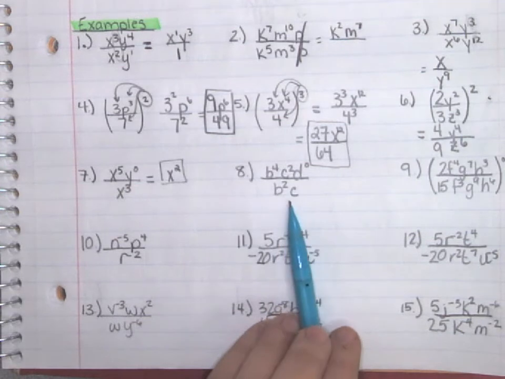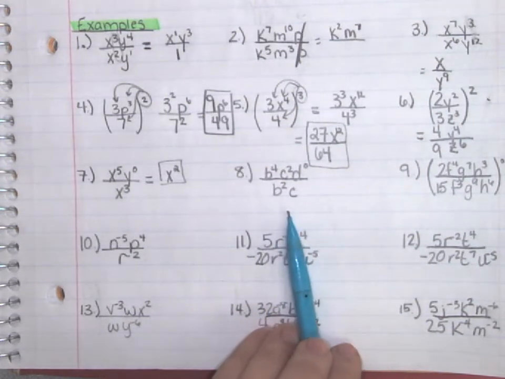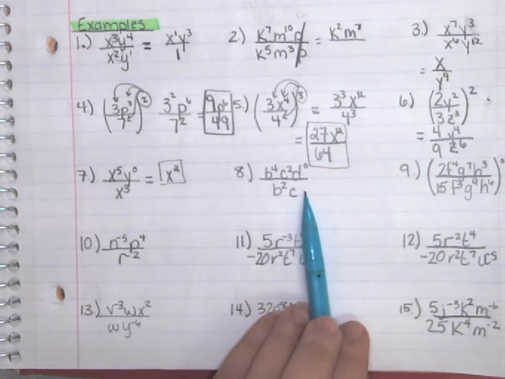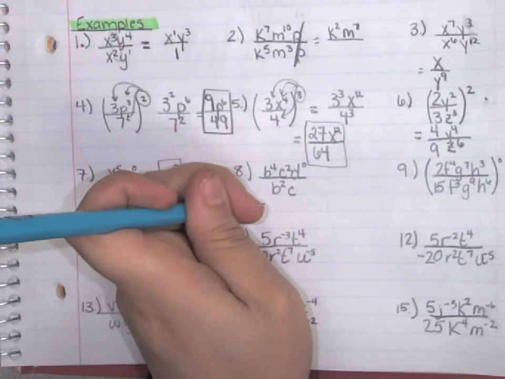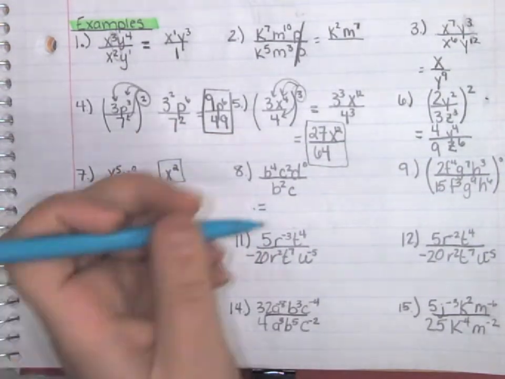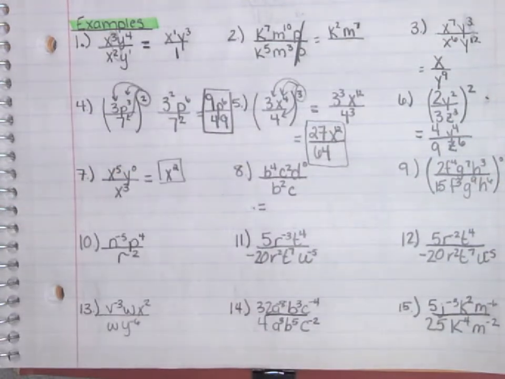Now 8 has a little bit more. It's got some B's, some C's, and a D. That D looks interesting. Can we simplify this? Oh, I'm struggling with the marker today. Ooh, it just fell out.